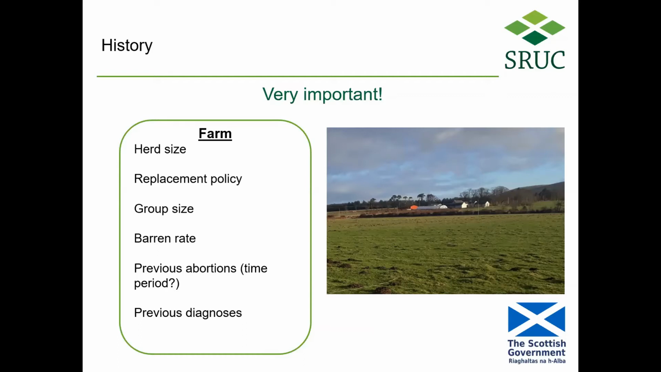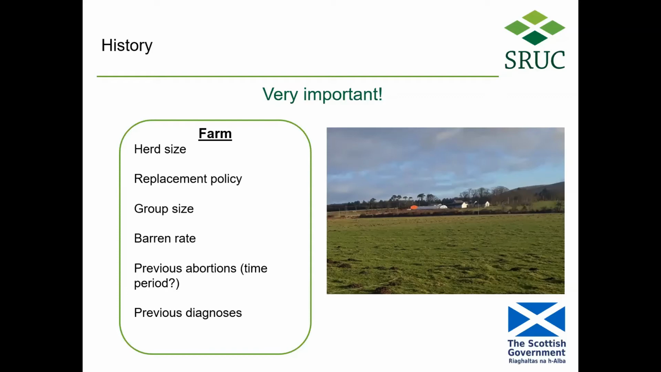So some of the key really obvious elements will be herd size, group size, barren rates, previous abortions, previous diagnoses, those sorts of things. Replacement policy is a really important one. And knowing what the replacement policy is, are they buying in heifers, are they buying in cows, are they importing, I think is a valid question to ask as well, just because of the variations that you can get with different diseases from mainland Europe versus what's in the UK. So that's an important one. So just getting all of that background is important.